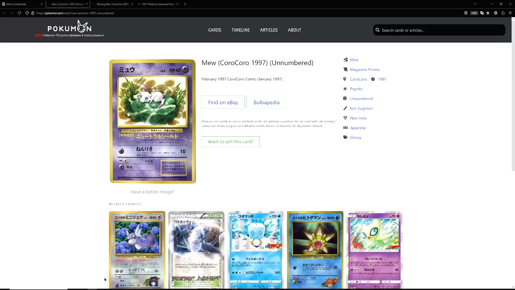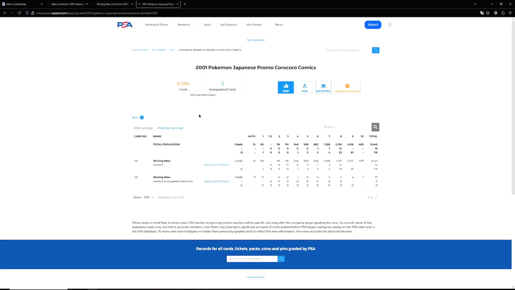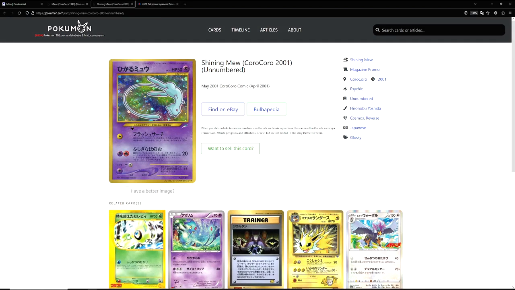Now, one thing to note, some people might be asking, what about this Shining Mew right here, unnumbered promo? Well, this is also from 2001, so it's also a very, very old card. It is a beautiful card. It's one of my favorite Mews as well. But if we just look at PSA, there are over 8,000 copies graded with PSA alone. So that just goes to show that this card, even though it is a cool card and kind of expensive, honestly isn't really rare at all.